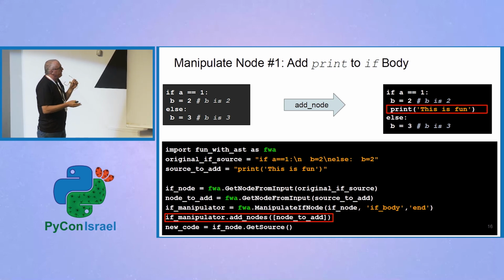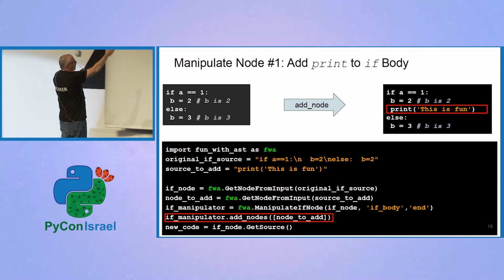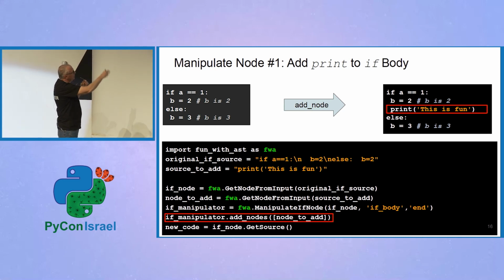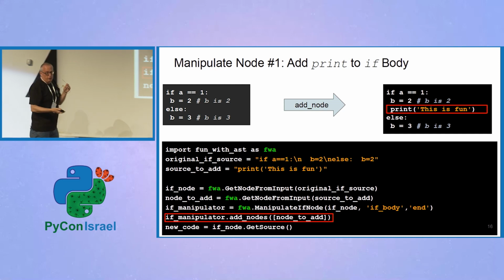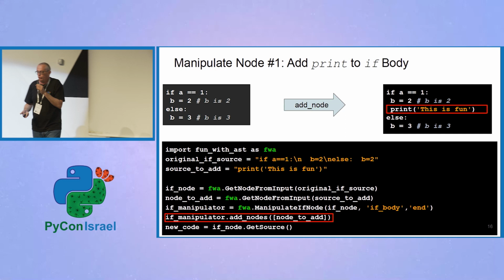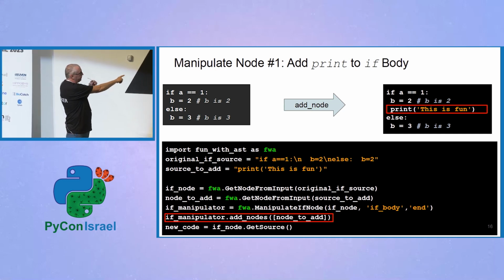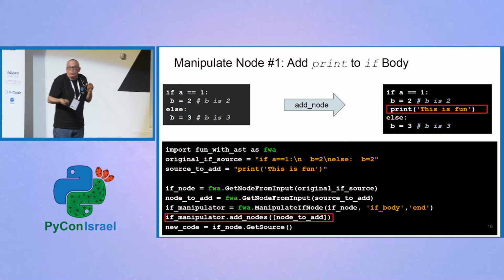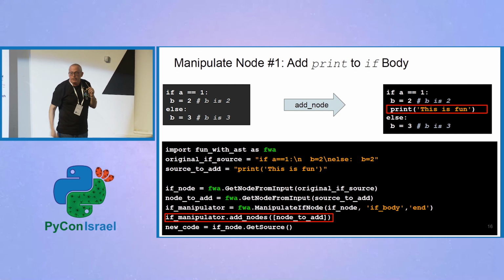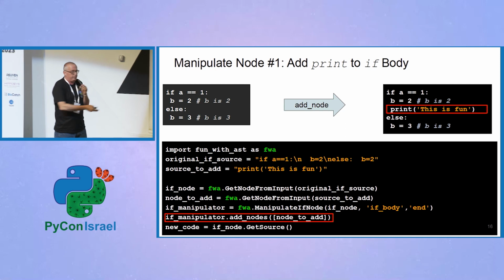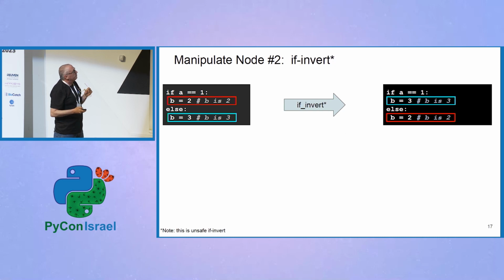And essentially, it's very, very easy to read. The first 3 lines just define the variables, the original if source and the source to add, right? And then you are using the Fun with AST library to actually create the original node, the if node, create the new node you want to add, and with one line that is marked with red here, you can add the node. And you will get the source code at the right. So instead of writing dozens of lines of code specifically for this case, you can actually write these lines of code.